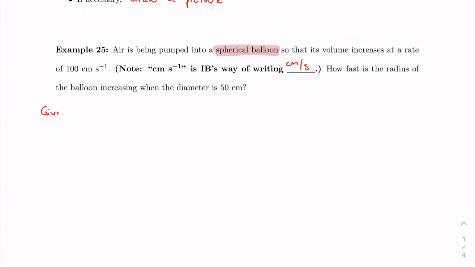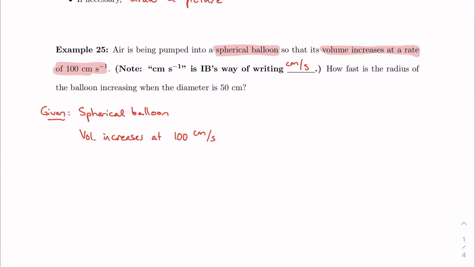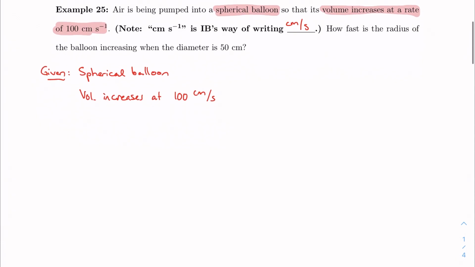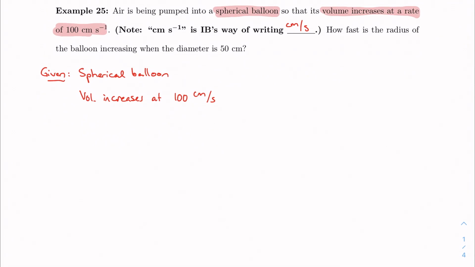We're given a spherical balloon. And we're told that its volume increases at a rate of 100 centimeters per second. So volume increases at 100 centimeters per second. How fast is the radius of the balloon increasing when the diameter is 50 centimeters? So we're also given that the diameter is 50 centimeters.